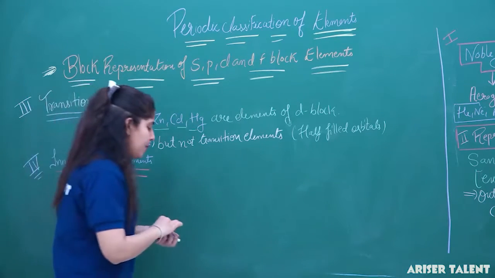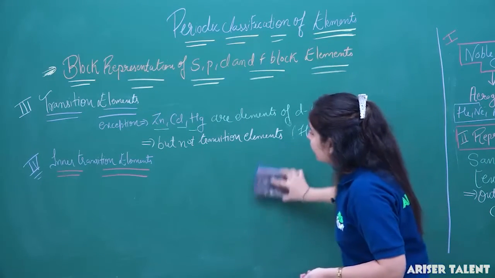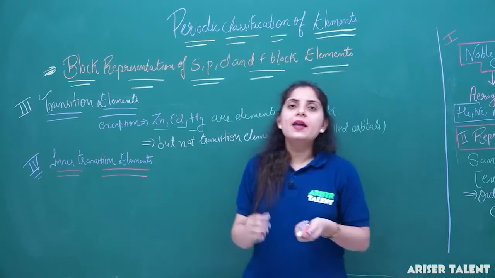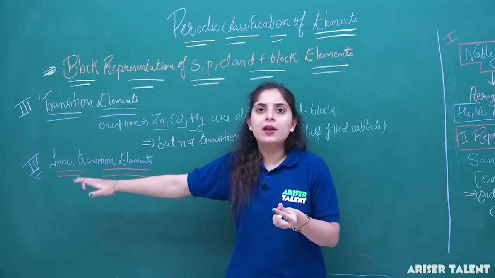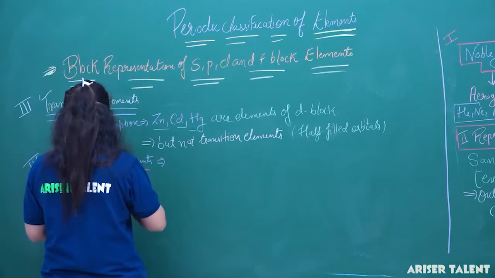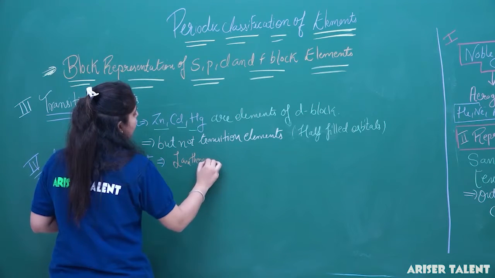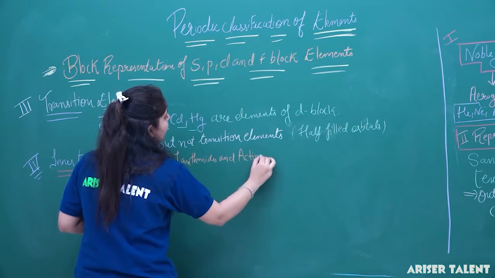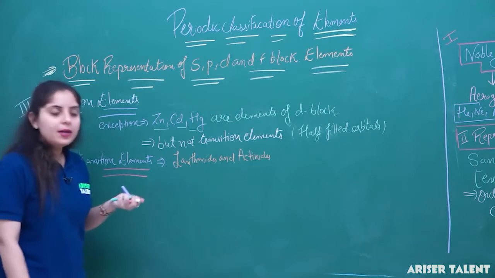What are inner transition elements? The inner transition elements represent the bottom part of the periodic table, having the electron filled in the F shell of the n-2 orbital, and this is usually represented by the lanthanoid and actinoid series. So, lanthanoids and actinoids form the inner transition elements of the periodic table.